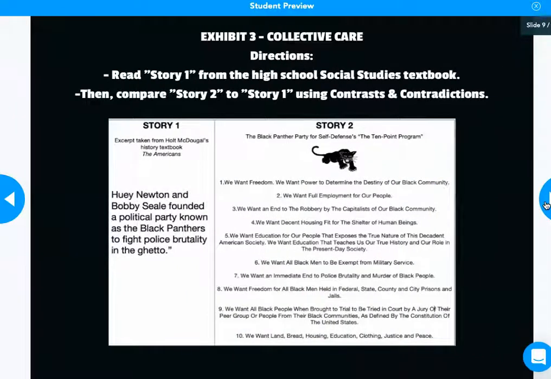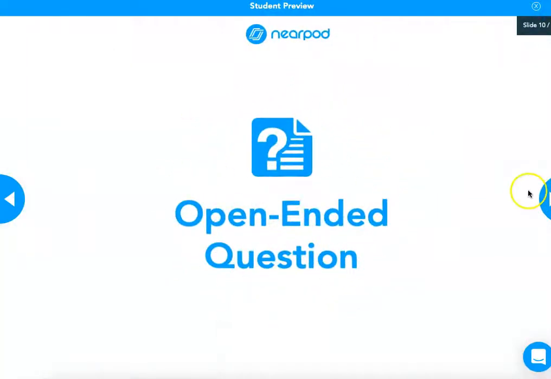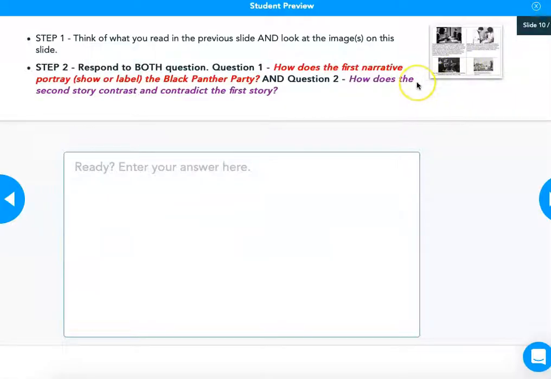Okay. Exhibit 3, Collective Care. Again, you have a story from a high school social studies textbook. And then story 2 is from the Black Panther Party themselves. It's a primary source document. Then you're going to examine the additional information on this slide. Okay. And you're going to think about the information from the previous slide, look at these images, and then respond to the questions that we saw on the first exhibit slide. How does this narrative portray the Black Panther Party? And how does the first narrative portray the Black Panther Party, and how does the second story contrast and contradict with the first?